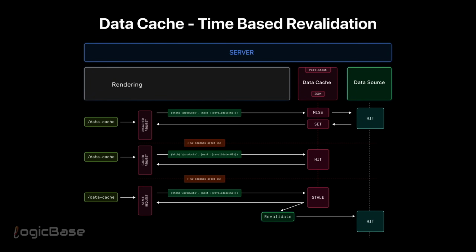Once that stale request is responded to, the revalidation continues in the background. After revalidation finishes, it hits the data source again, fetches the updated data, and sets it back to the data cache. From that point on, any incoming requests will again get the data from the updated data cache. And this flow keeps repeating for every user.